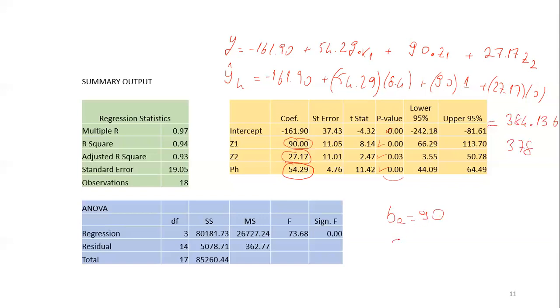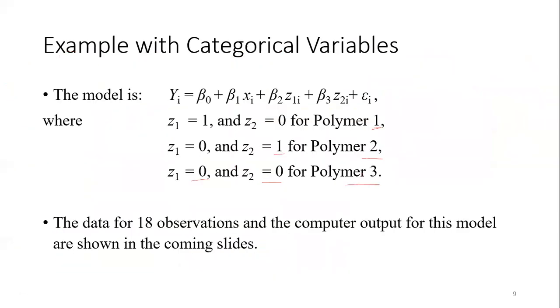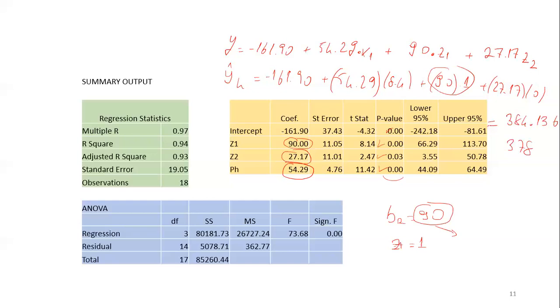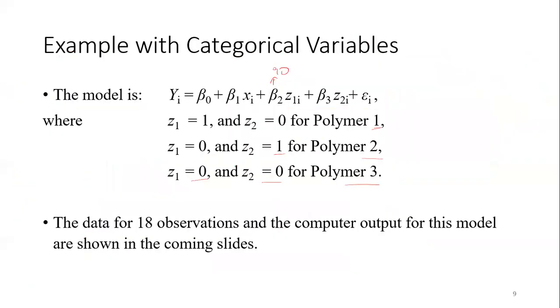So if Z1 is equal to 1, then what you do is you just add 90. Just look at this one. It turns out that the estimate for this one is 90, and the other one is 27.7p.